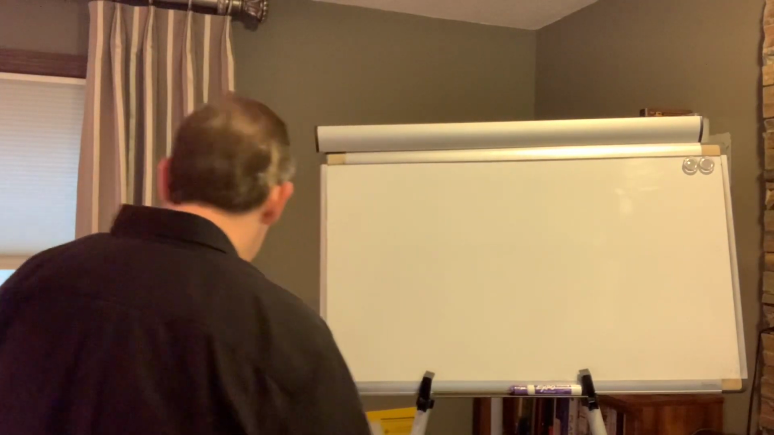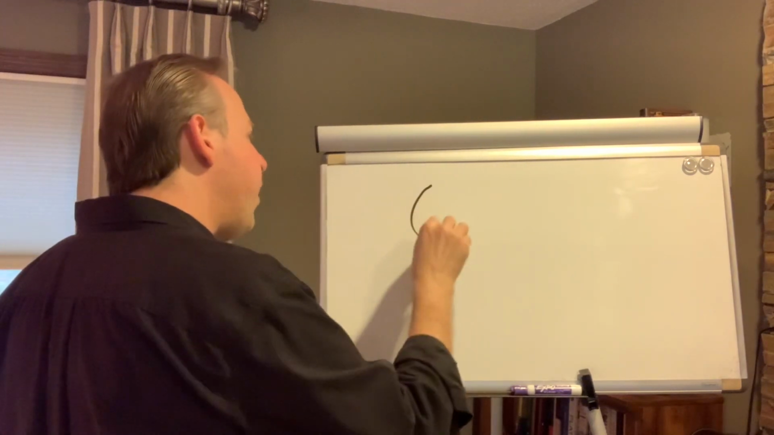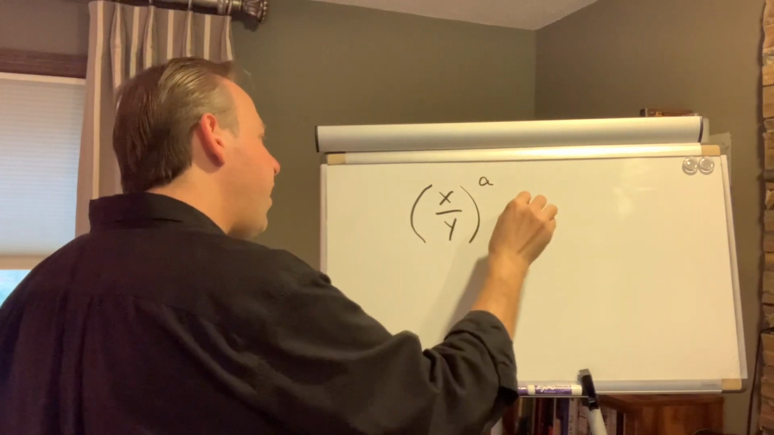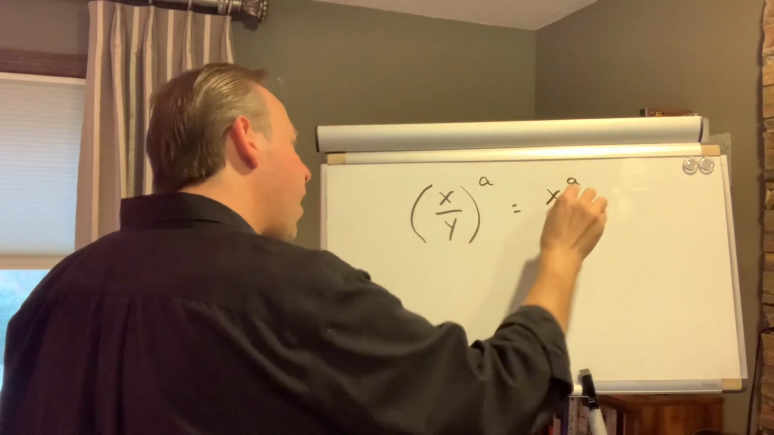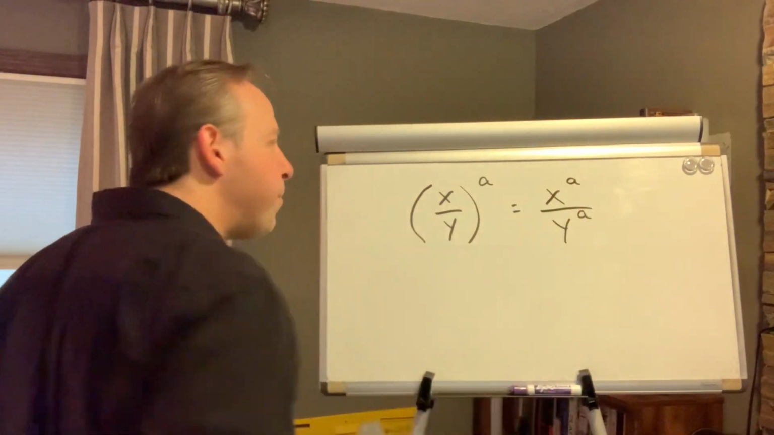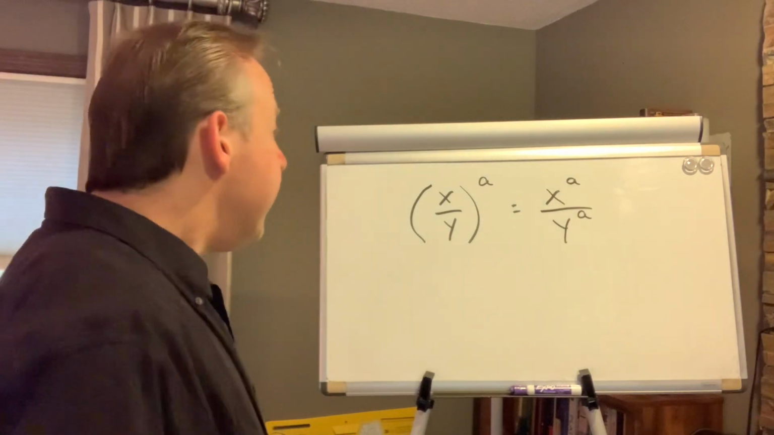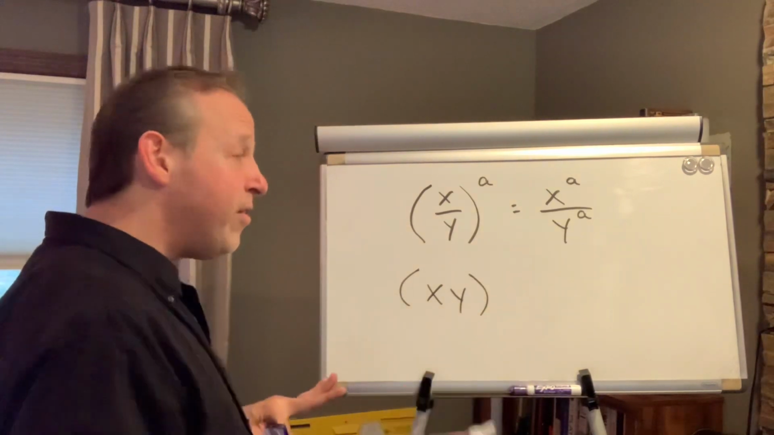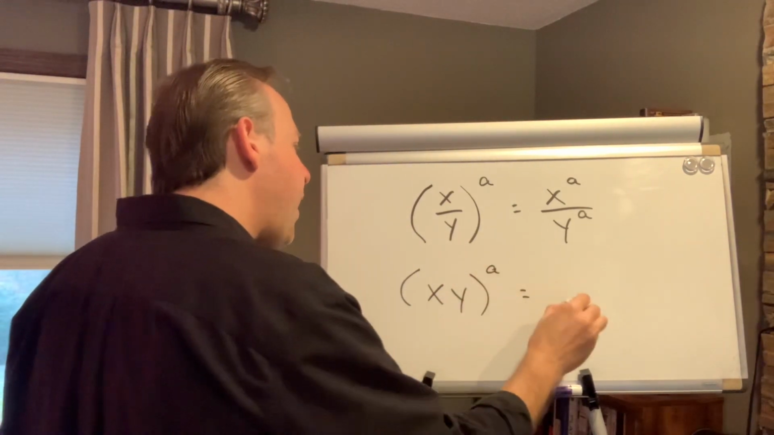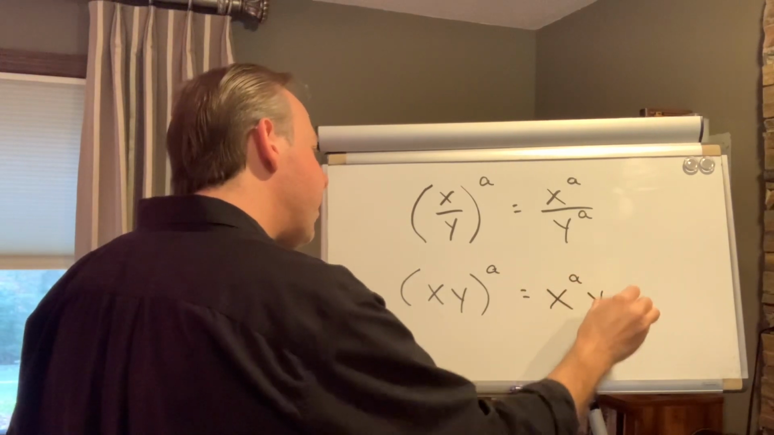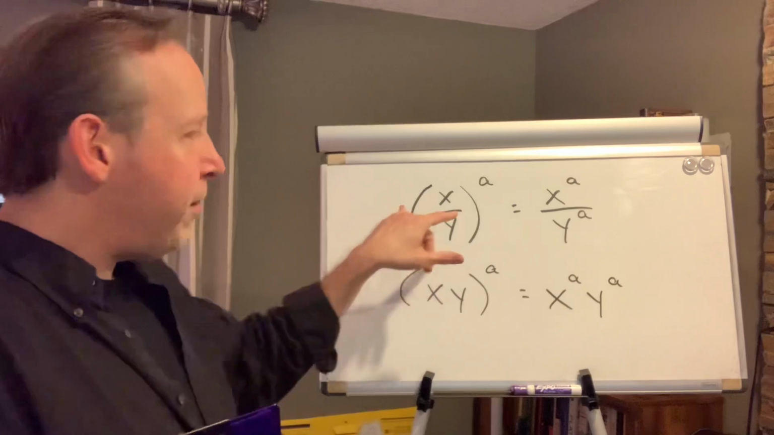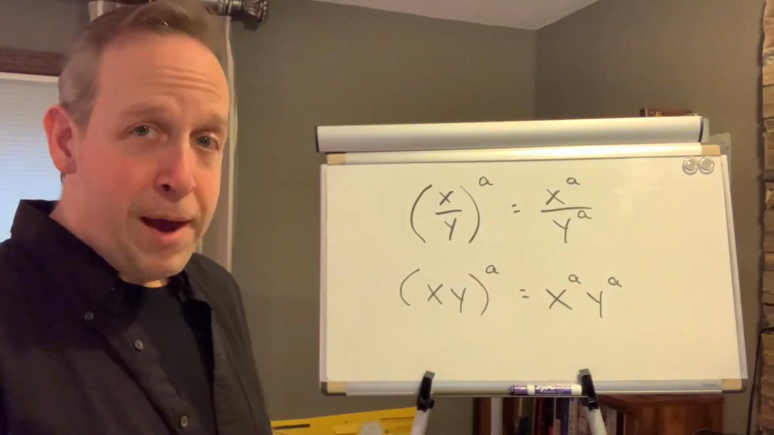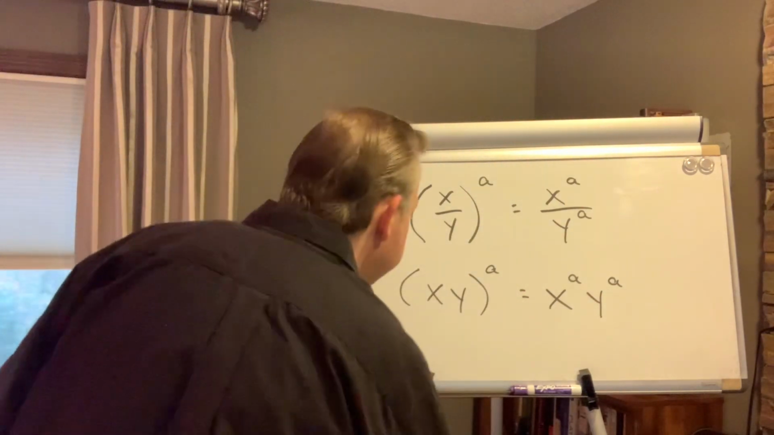Okay, the next rule, if I have a quantity in parentheses, I'm going to make it two different variables now, x over y, and it's all getting a power of a. That means that the numerator gets the power, and so does the denominator. Similarly, if I have a base of multiple variables in parentheses with a power, that means that each piece of the base gets the power. So if it's in parentheses, whether it's a fraction or whether it's a product, each piece will get that power. Moving on again.